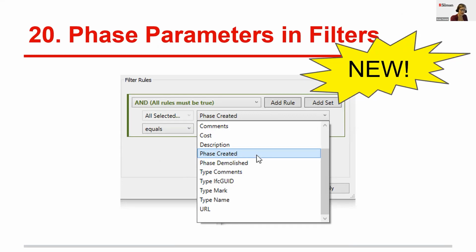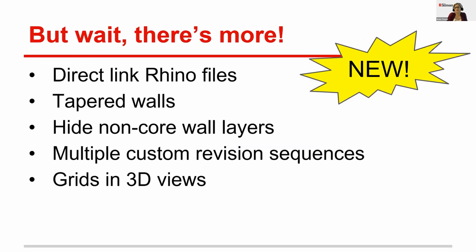And we're almost done, but I couldn't stop with just 5. I only have 20 minutes for 20 tips, but I had to put this in here: we can now directly link Rhino files into Revit. Let's combine that with Rhino.Inside. Oh my gosh, I can't wait to see where that goes. We can do tapered walls. So if you have a battered retaining wall, you can taper that now. For my structural people, hide non-core wall layers. Show me only the structural core.